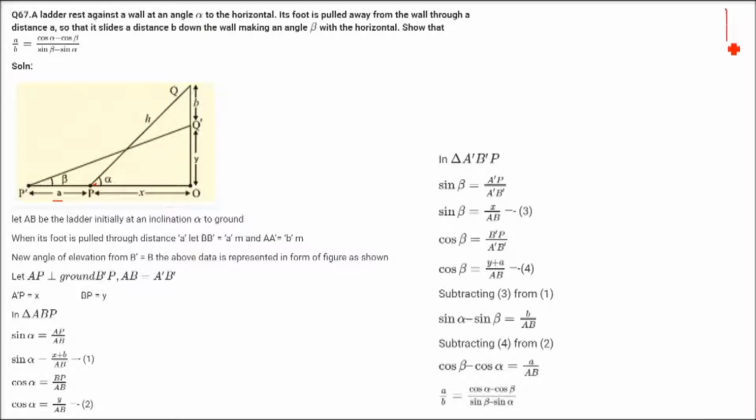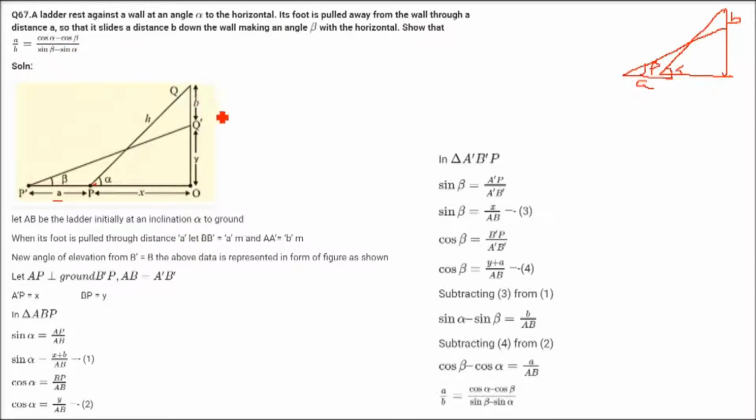That means you have this one, a ladder. Now it is pushed, so it will go like this. This is A and this is B. This is angle alpha and this is angle beta. Show that A by B is (cos alpha minus cos beta) by (sin beta minus sin alpha).